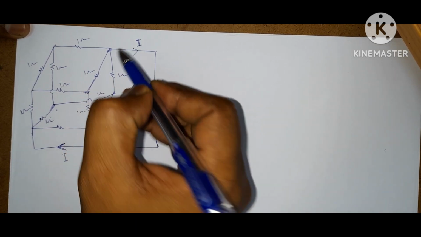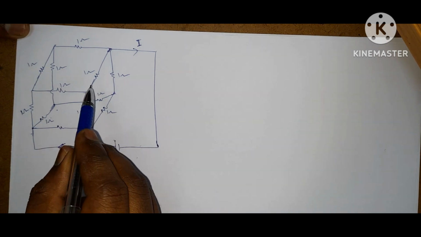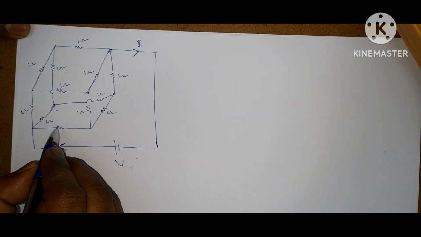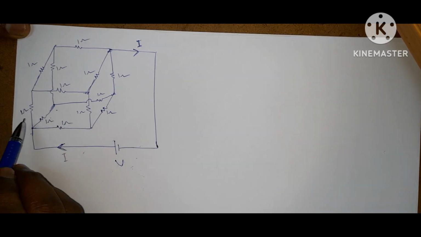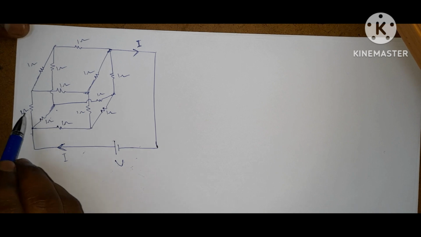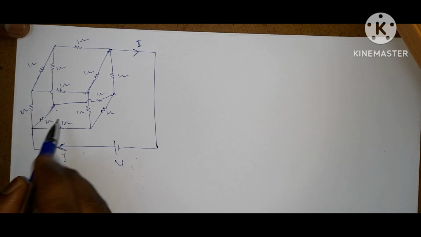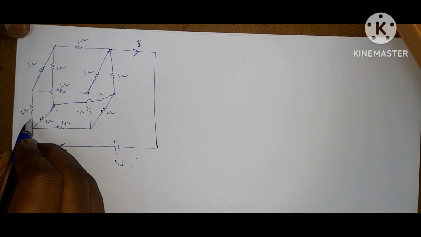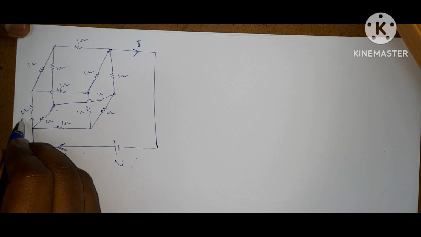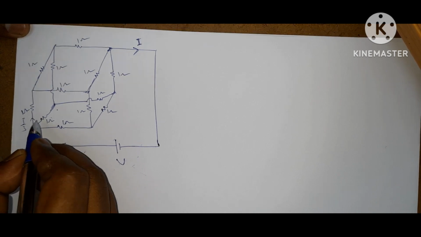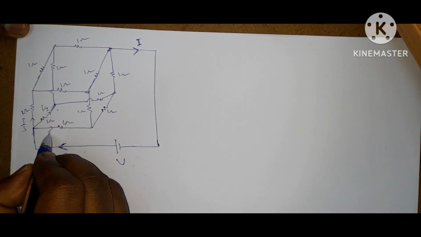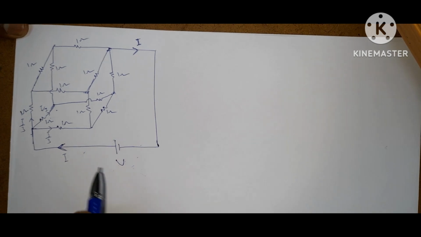To satisfy KCL, how much current is entering the network, that much current must leave the network. If you observe here, this is 1 ohm. Here we have three paths, and each path has 1 ohm. So current is equally divided. So here current is I, so it is I by 3, and here it is I by 3, and here it is I by 3.